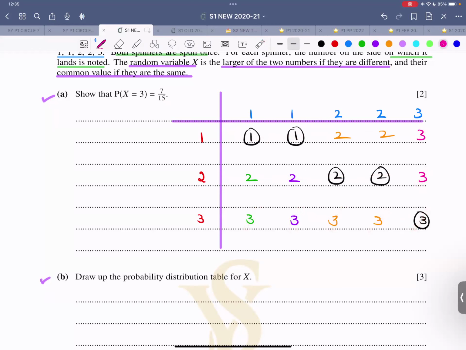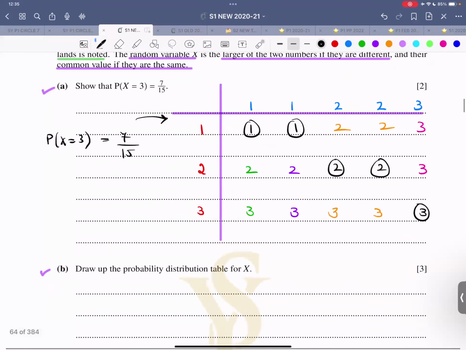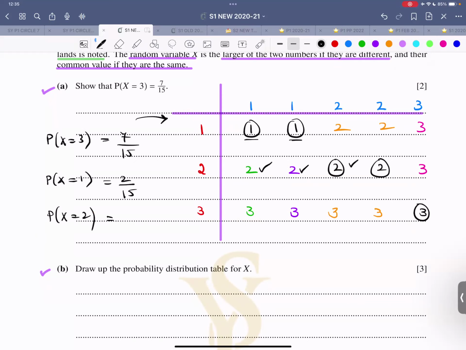All good, all clear. So basically, from the table, from the sample space diagram, probability X is equal to 3. That is 7 possibilities out of 15. And the table says it all. And what other numbers are there? I have probability X is equal to 1. How many ones are there? 1, 1, and only 2. That's 2 over 15. How many 2s are there? So that is 1, 2, 3, 4, 5, 6. So that is 6 over 15.